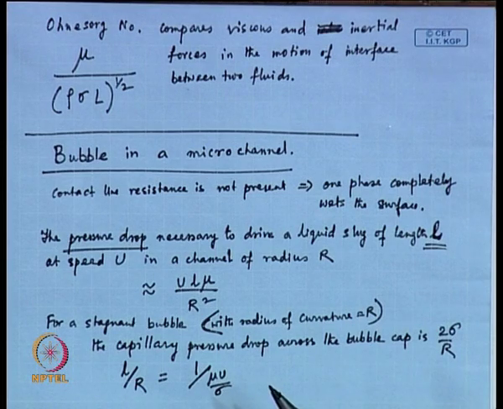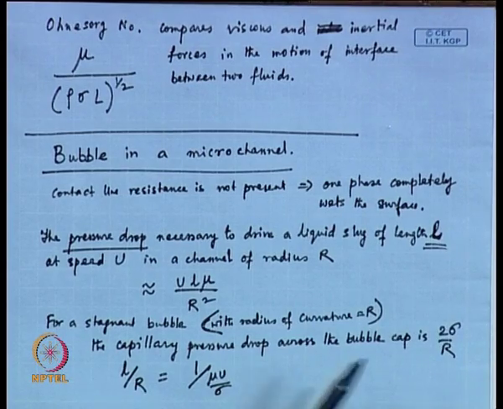So, this is another interpretation of capillary number, that capillary number gives you a comparison here. What would be the length of the liquid slug that you can drive with the same pressure as the capillary pressure for that stagnant bubble? So, this is the value.